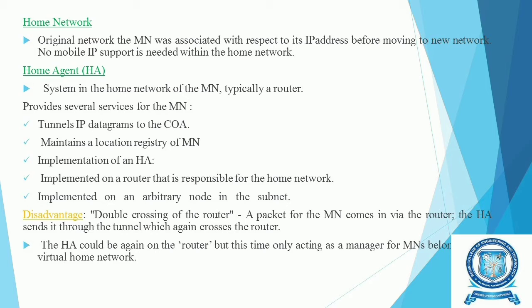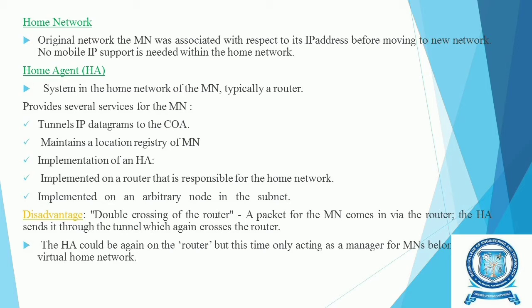All these are the services. It tunnels the IP datagrams to the COA, that is the care of address. It maintains a location registry of the mobile node. It implements a home agent. It is implemented on a router that is responsible for the home network and also on an arbitrary node in the subnet. The disadvantage here is the double crossing of the router. A packet from the mobile node comes in via a router.